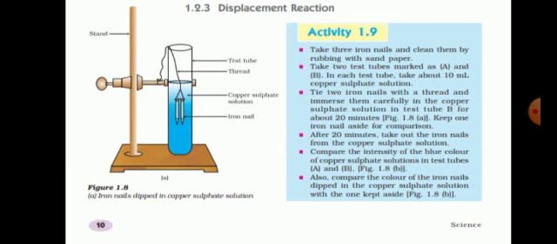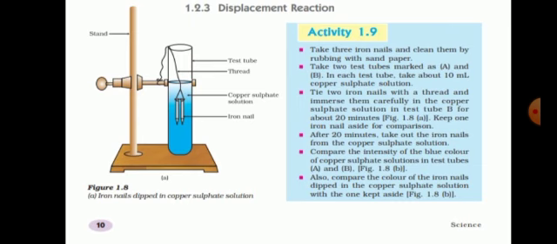In activity 1.9, this activity is basically about how iron nails dipped in copper sulfate solution, what property they gain after they are dipped in the copper sulfate solution. To perform this activity 1.9, the required materials are 3 iron nails, a sandpaper, 2 test tubes, 10 ml of copper sulfate solution, and you will be requiring a thread.